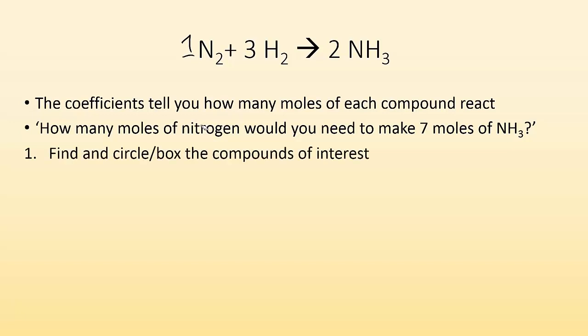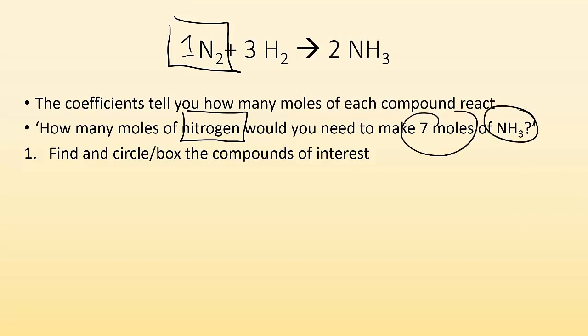First thing that I recommend you guys do is find and circle and box the compounds of interest. So here they're talking about nitrogen. So in my problem, I'm even going to put a box around it. And then I'm going to do the same thing in my chemical equation. And then 7 moles of NH3. So 7 moles I'm going to circle, NH3 I'm circling, and then I'm circling it in my balanced chemical equation because it's helping me keep things organized at a glance.